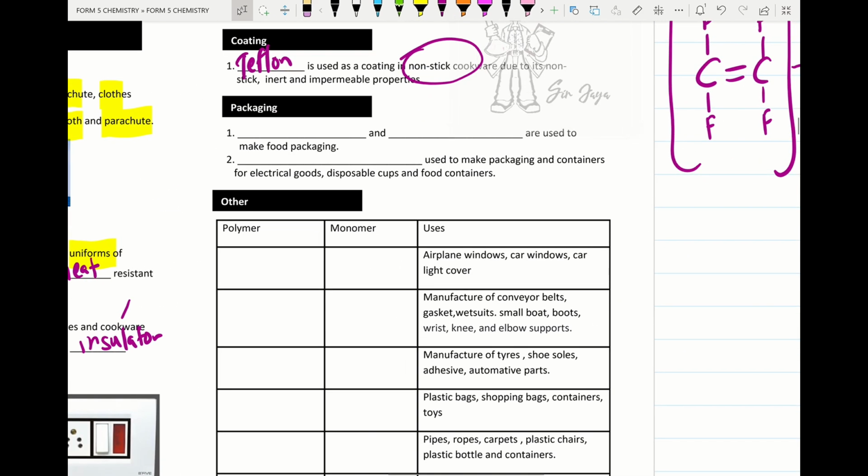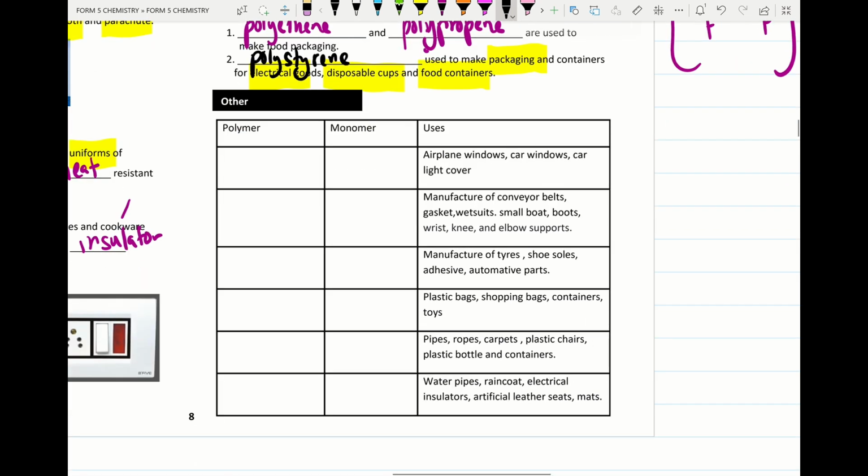All right, so next one, under packaging. Polyethylene and also polypropylene are used to make food packaging. Another one is also used to make food packaging container, electrical goods, disposable cup and container. This will be under polystyrene. All right, so we check a few examples of polymer, monomer, and their uses.